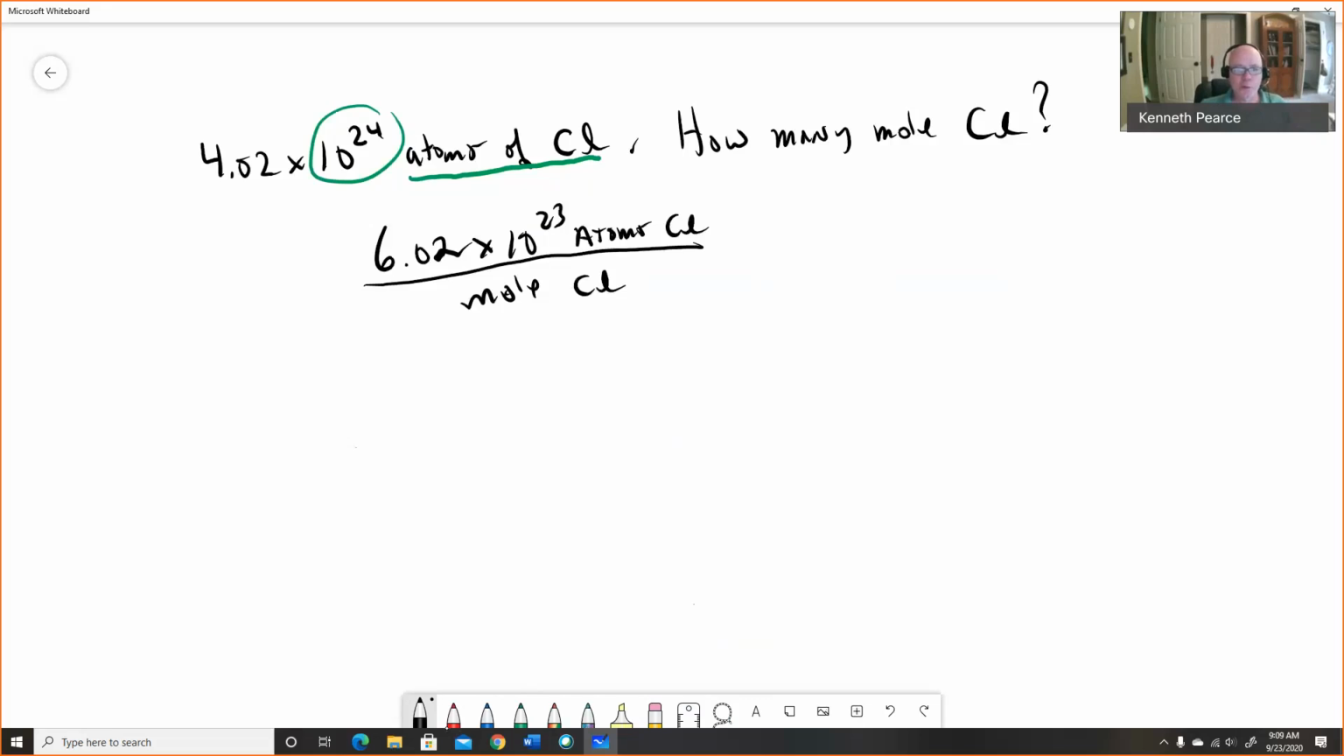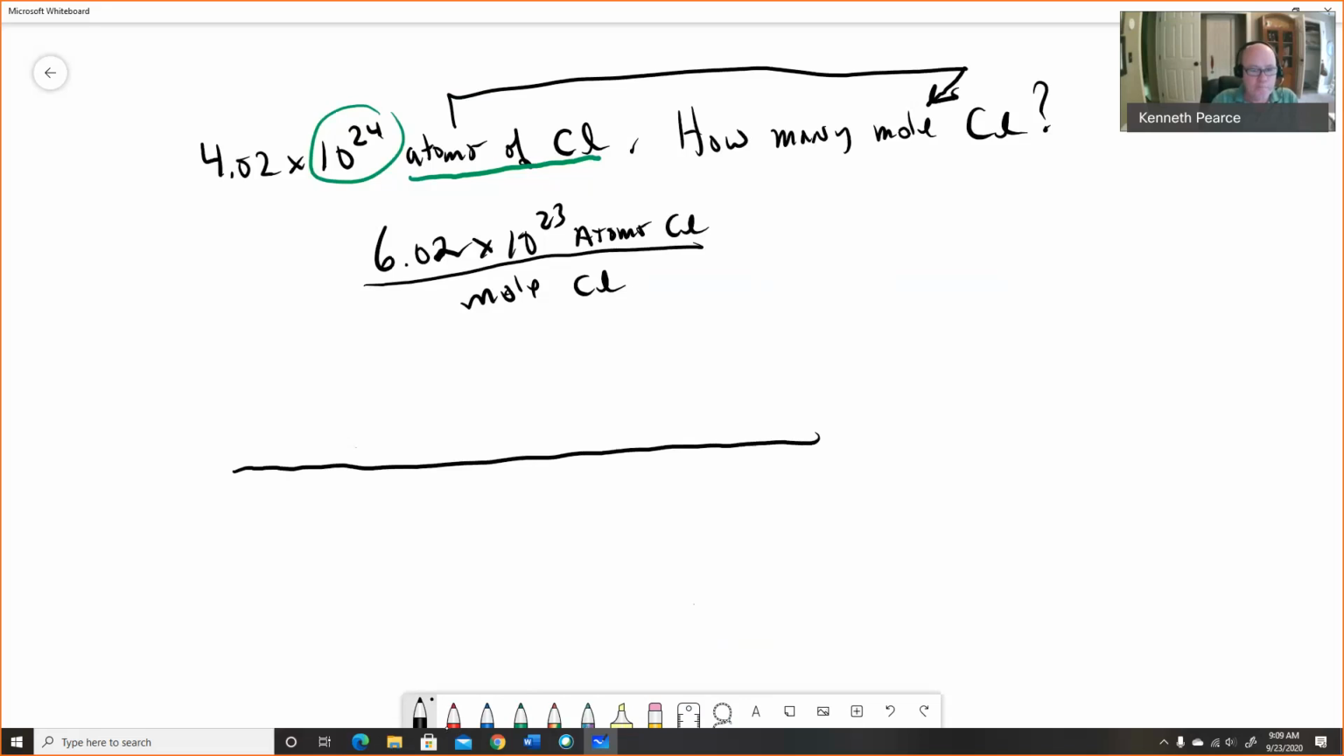And like I said, there are going to be more conversion factors, so we're starting with the simplest one. That's all I need out of this problem. There's nothing else. I've got atoms and moles, and sure enough, my conversion factor has atoms and moles. We're going to draw a line, and we're going to draw another line, and we start with our measured number. Where's our measured number? It is right there. And so we say 4.02 times 10 to the 24th atoms chlorine.